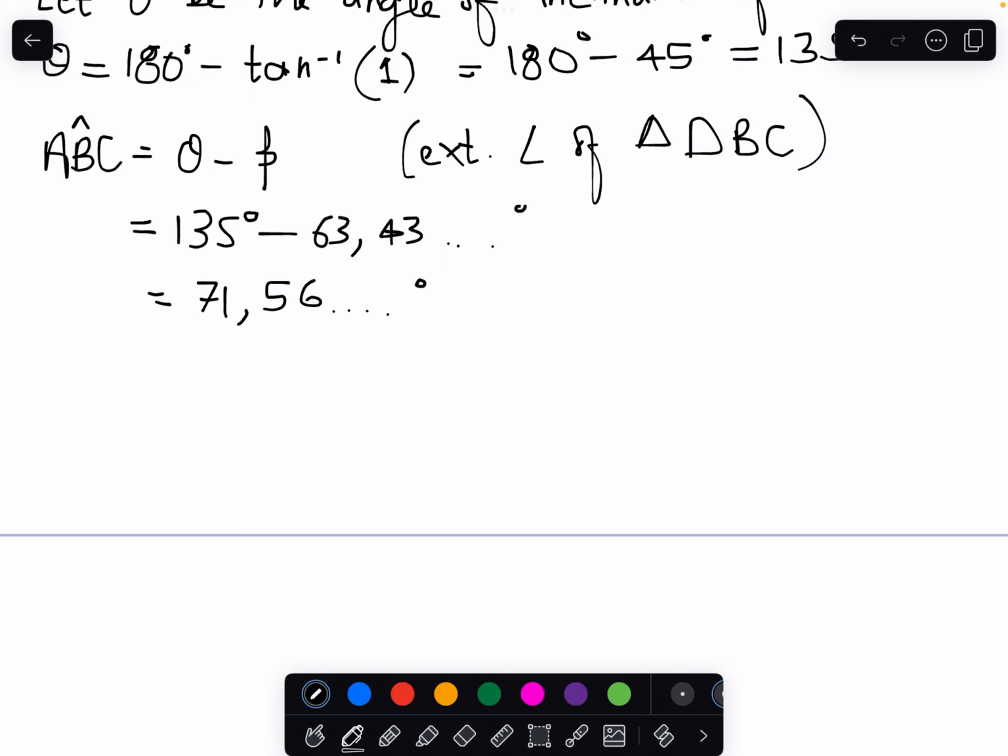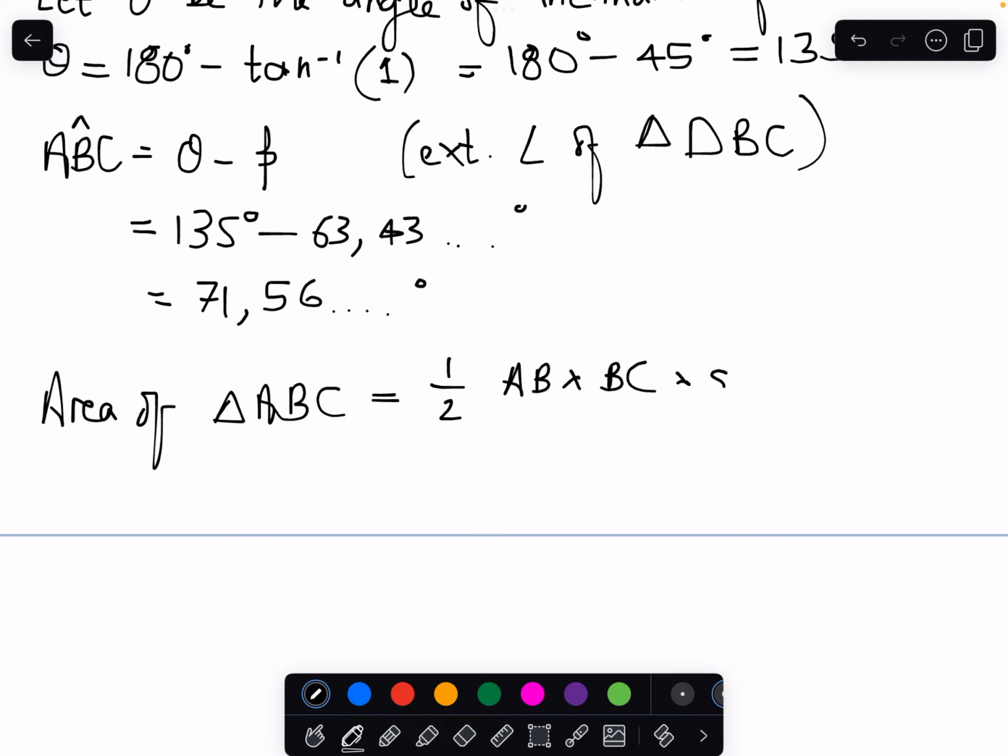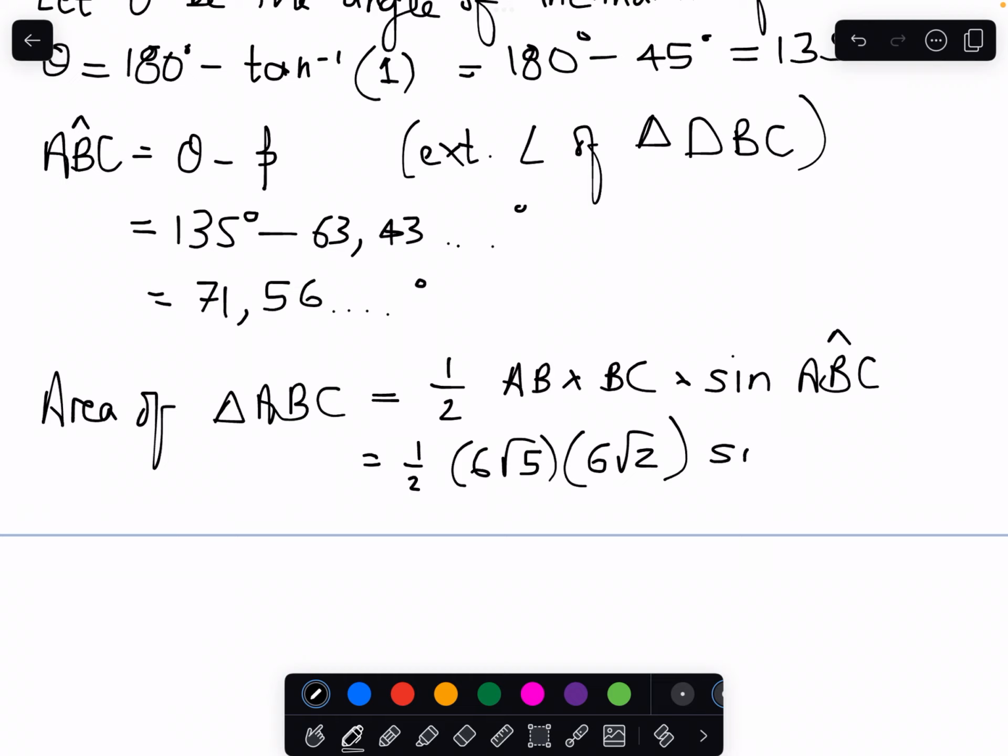What am I even saying anymore? So the area of triangle ABC will be half of AB times BC times sine of angle ABC. So that would be a half times 6 root 5 times... I just got to commit to our symbols. Are we doing brackets? Are we doing timeses? What are we doing? BC was 6 root 2, and then here we have sine of 71.56.